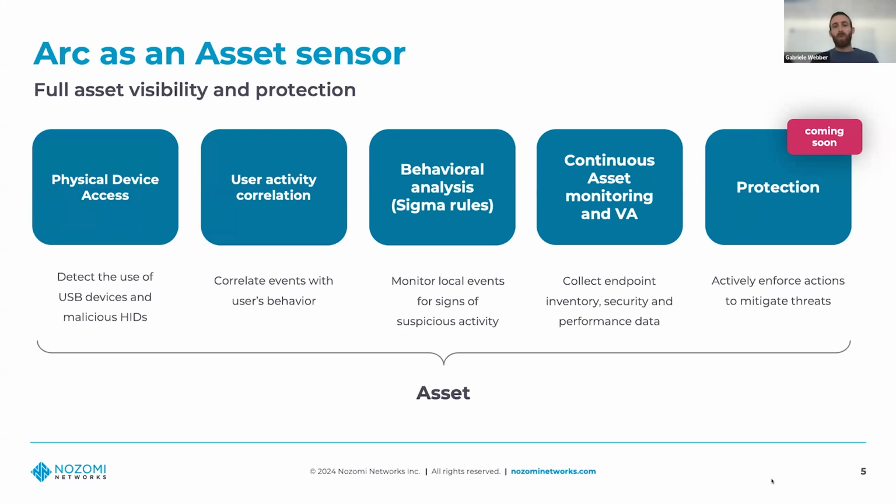And then this is more of a preview, protection. We are investigating here exactly where to take this feature, but for the first time, taking real action against what happens in the network, blocking events. And this was Arc as an asset sensor. Next one, Brian.